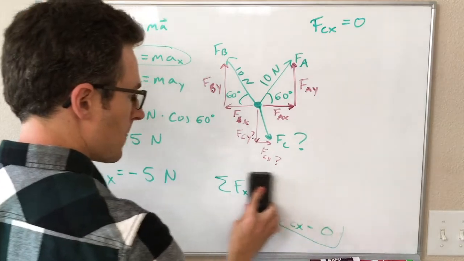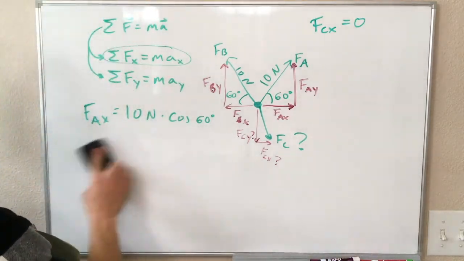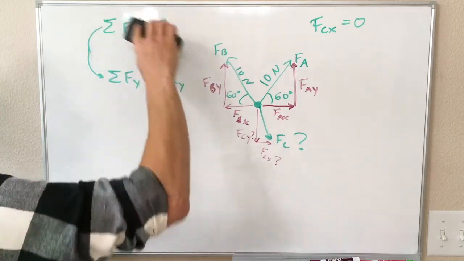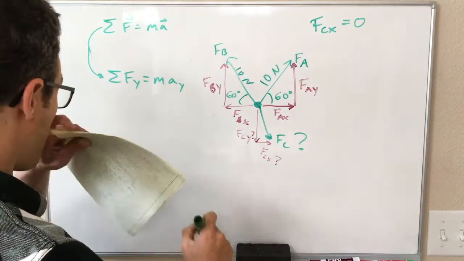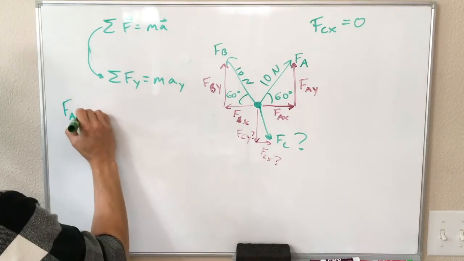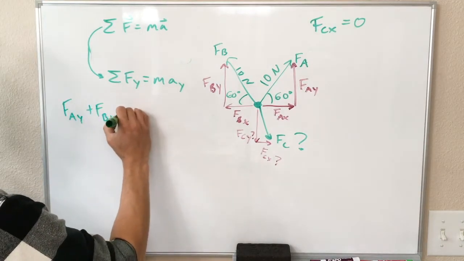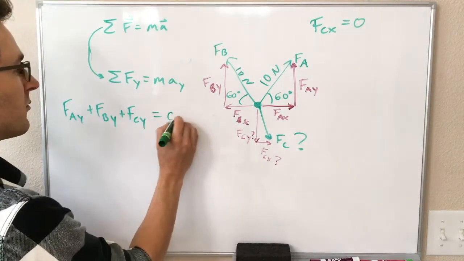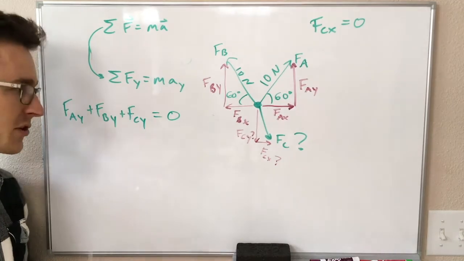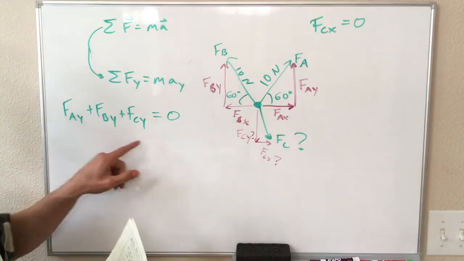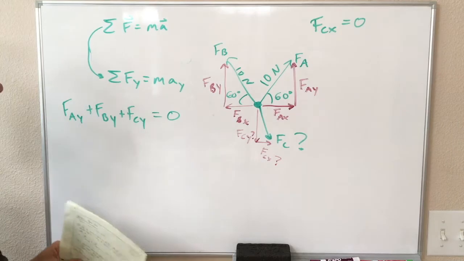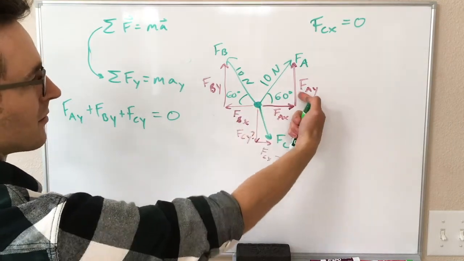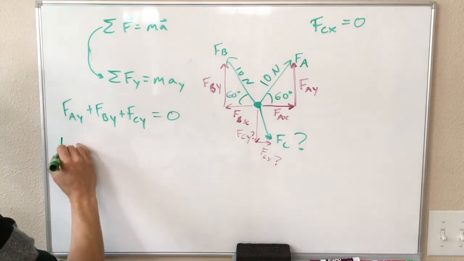And now let's do the y direction. So that, of course, is now this equation. So the sum of our y components is FAY plus FBY plus FCY, and AY is also 0, so these three forces also have to sum together to be 0. We can find what these two are and solve for FCY again. So FAY is going to be, so that's opposite the 60 degrees, so that's going to be 10 newtons times the sine of 60.